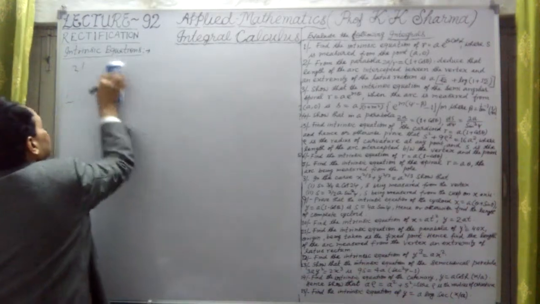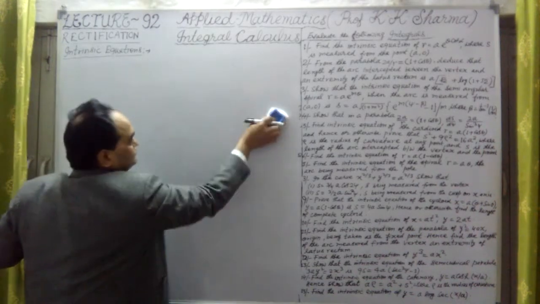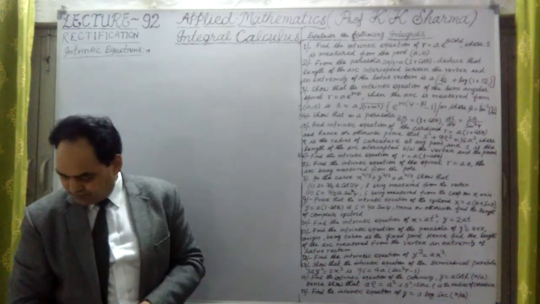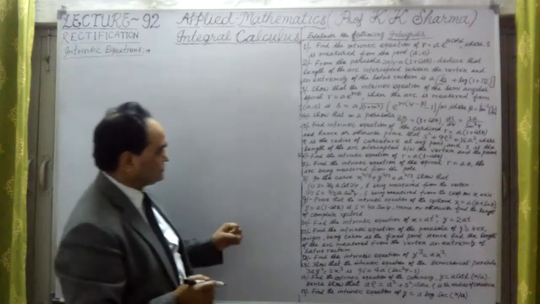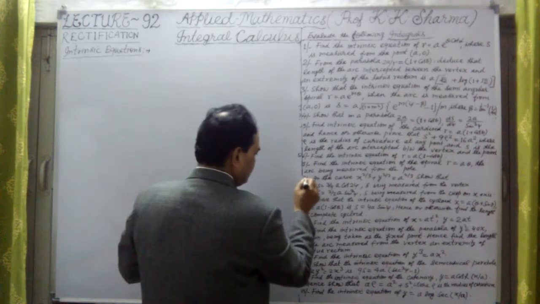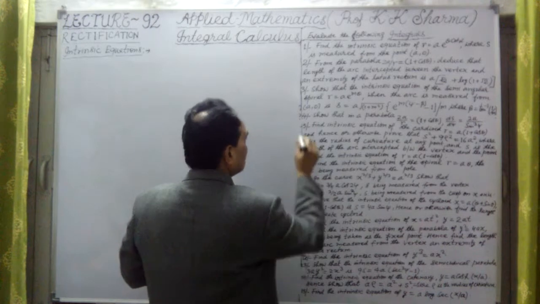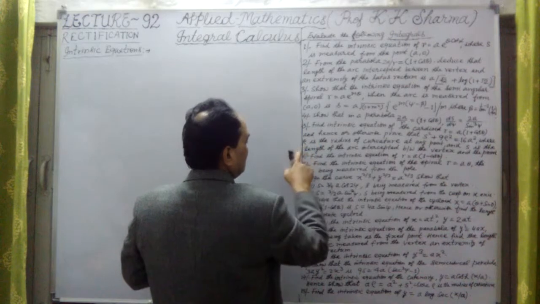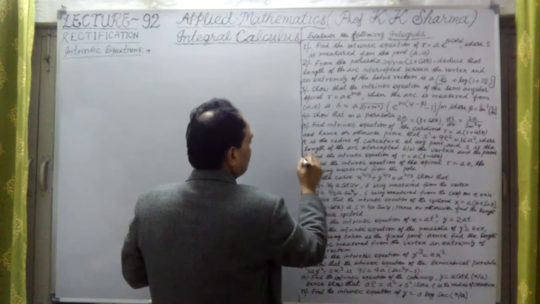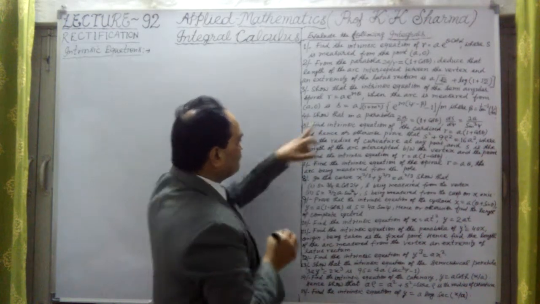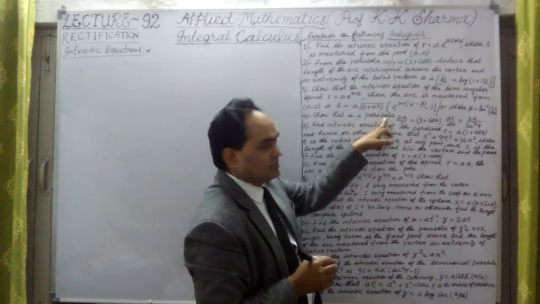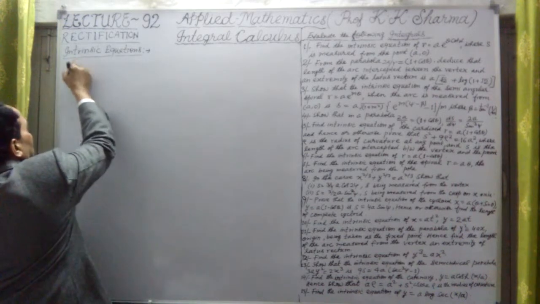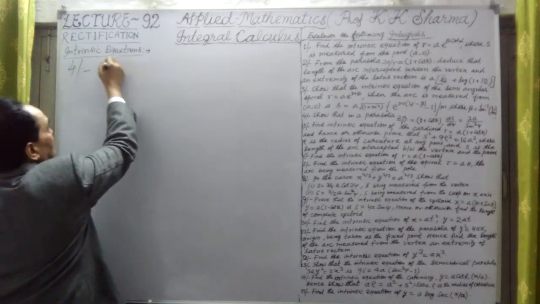Question number 4, let me check what it says. Now what kind of question is question number 4? Okay, question 4 says: show that in a parabola, 2a upon r. So question number 4 is in a parabola.